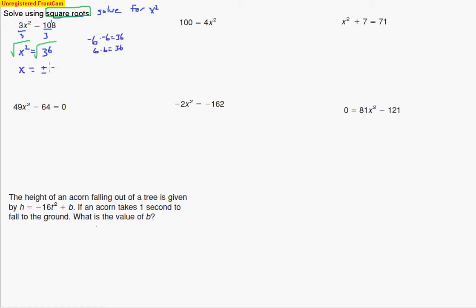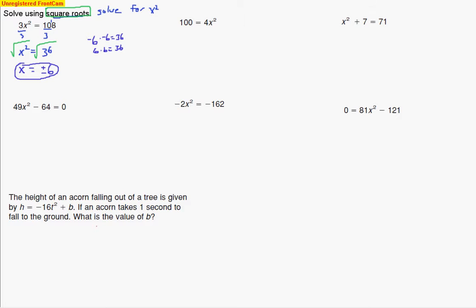So we need to represent it as both. We don't know which one they want, so we'll use both. So x equals either positive 6 or negative 6, so plus or minus 6. One's called the principal square root, one's called the negative square root. The plus is the principal, the negative is the negative square root, obviously.